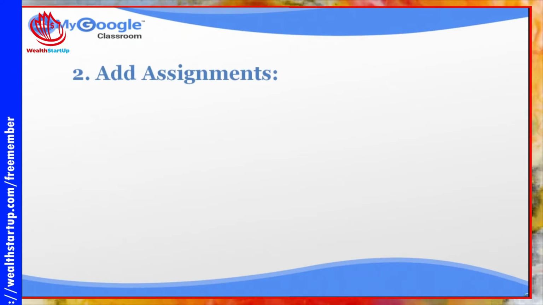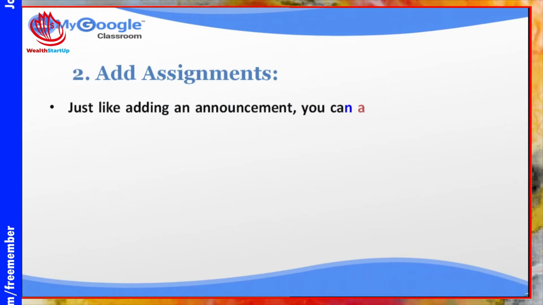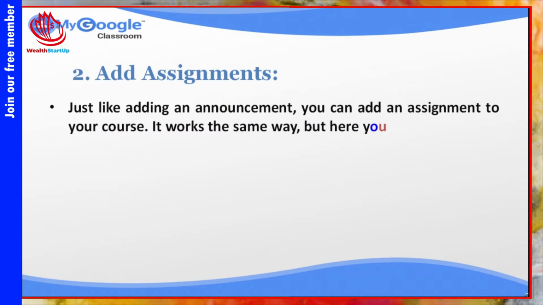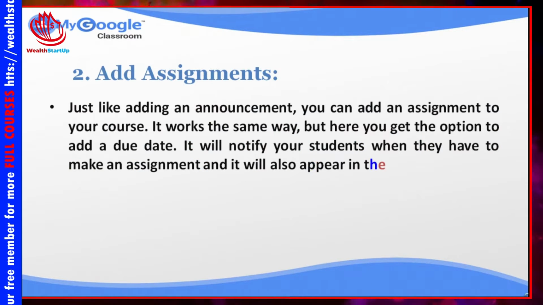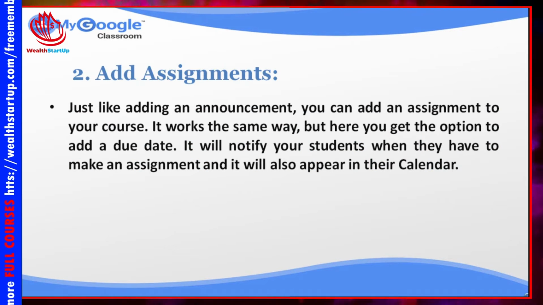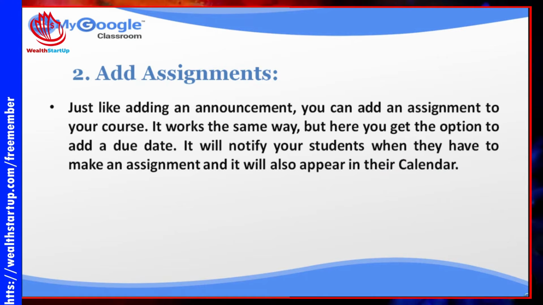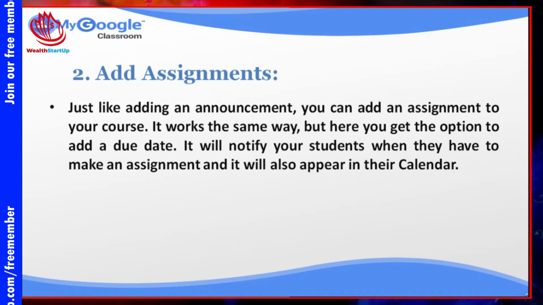Number 2. Add assignments. Just like adding an announcement, you can add an assignment to your course. It works the same way, but here you get the option to add a due date. It will notify your students when they have to make an assignment, and it will also appear in their calendar.